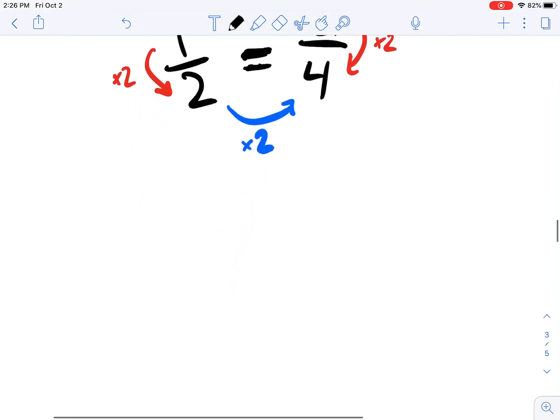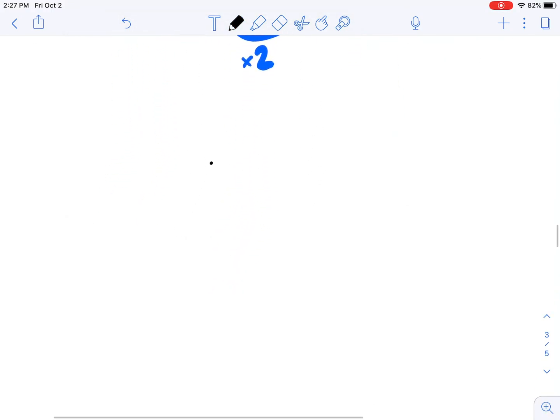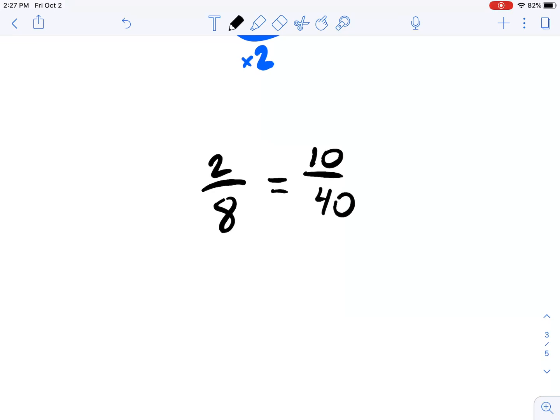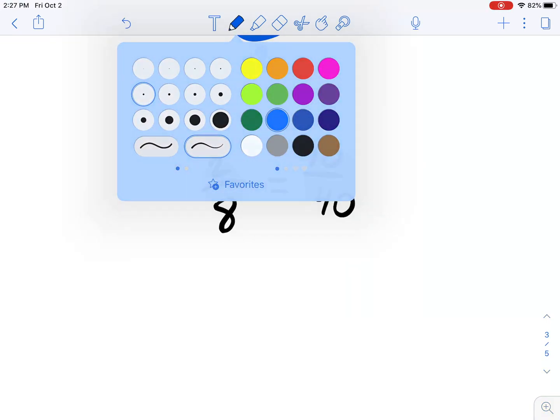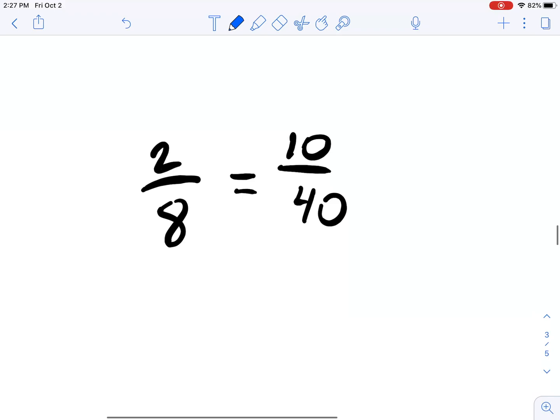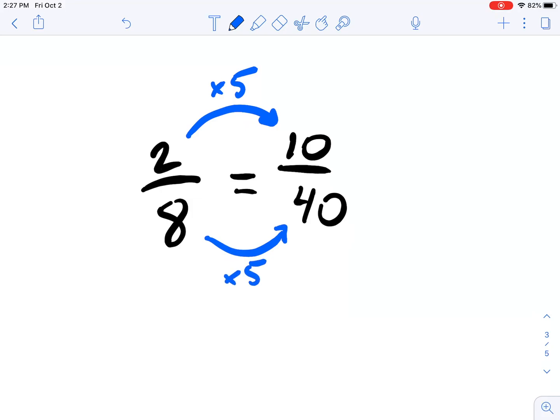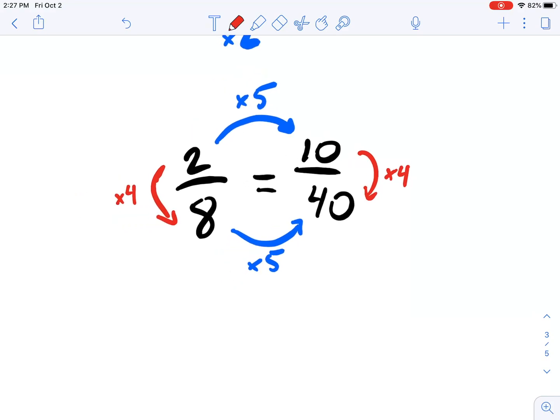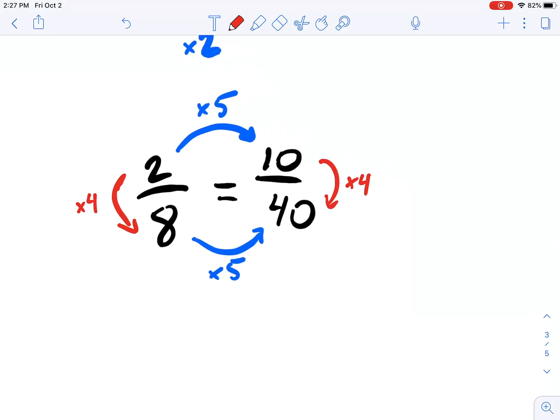Let me give you one more, okay? So let's say we had the example of 2/8 equals 10/40, okay? So a little different. We're looking at this and we can say, okay, I know to get from 2 to 10, we're multiplying by 5. From 8 to 40, multiplying by 5. Nice and easy. Or you could look at the other way, saying, okay, from 2 to 8, you're multiplying by 4. Cool. From 10 to 40, multiplying by 4. So yes, this is a proportion. They are equal to each other.